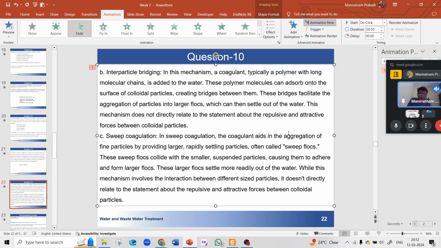In sweep coagulation, the coagulant aids in the aggregation of fine particles by providing larger, rapidly settling particles, often called sweep flocs. These sweep flocs collide with the smaller suspended particles, causing them to adhere to the larger flocs. These larger flocs settle more rapidly out of the water. While this mechanism involves interaction between larger particles, it does not.